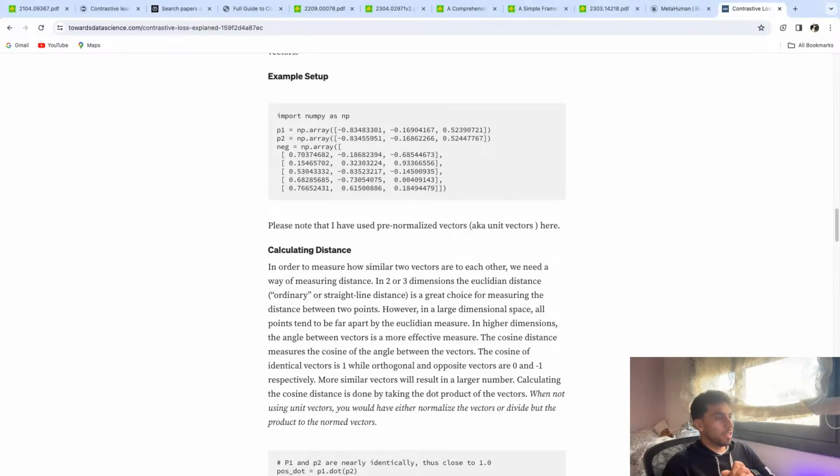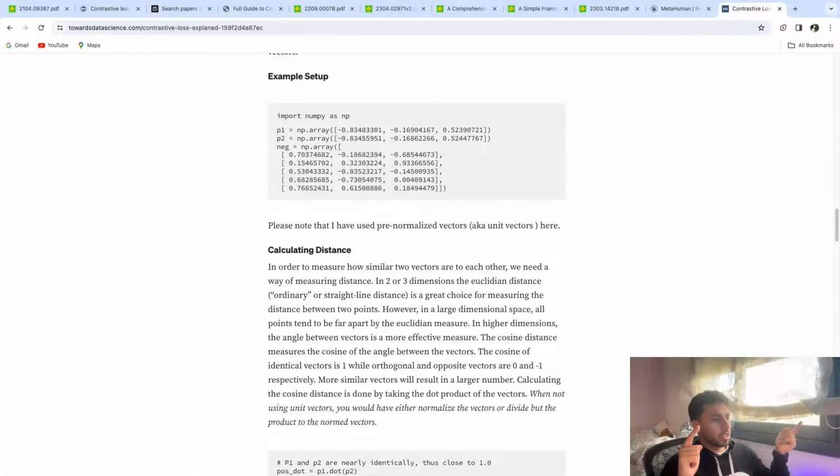The cosine of identical vectors is 1, while orthogonal and opposite vectors are 0 and -1 respectively. More similar vectors will result in a larger number.